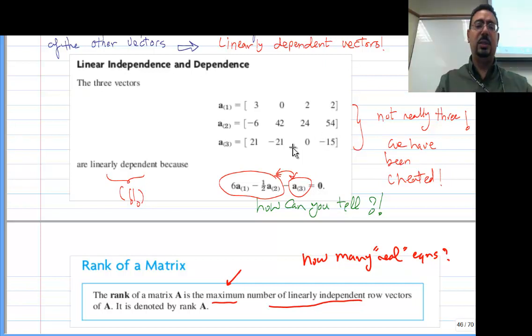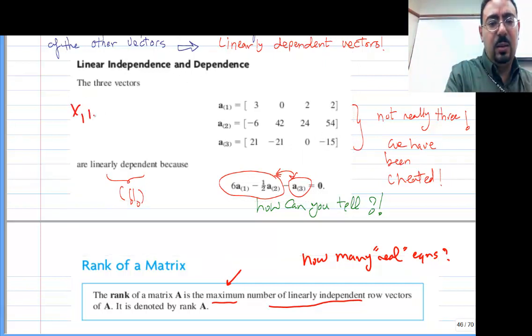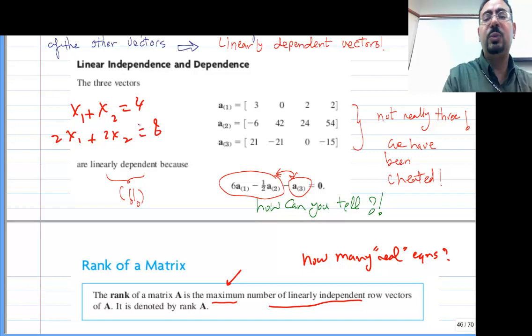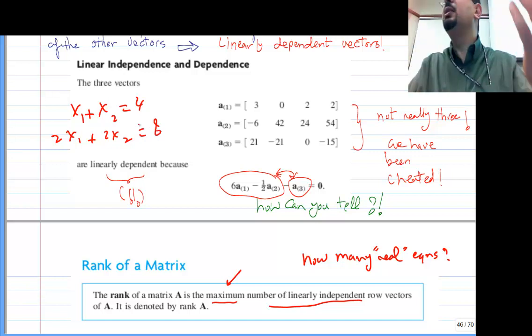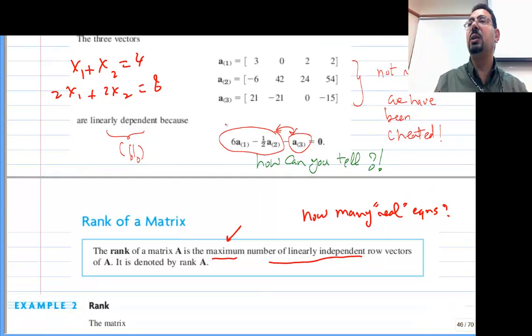When it's x1 plus x2 equal 4, and then 2x1 plus 2x2 equal 8, it's pretty clear that this one is a copy or a version of, or linearly dependent on, the other one. But when you have something like this, you cannot tell with your eye. So how could you tell?